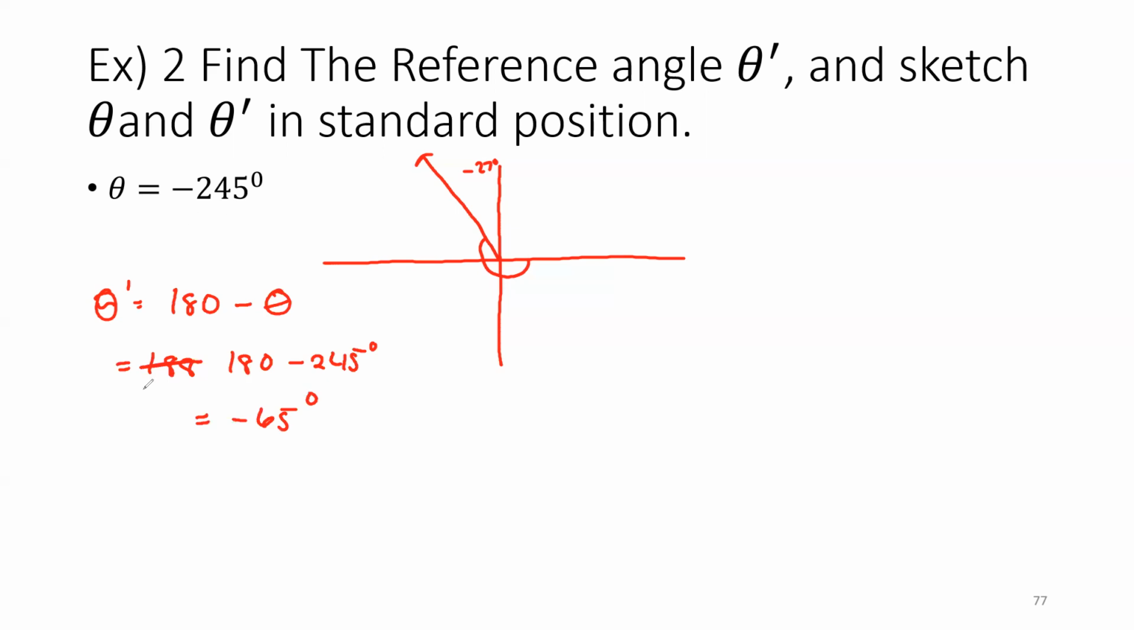But remember, theta prime always has to be positive. So this is your theta prime. So it's actually, instead of negative 65, it's positive. So your reference angle is going to be positive 65 degrees.